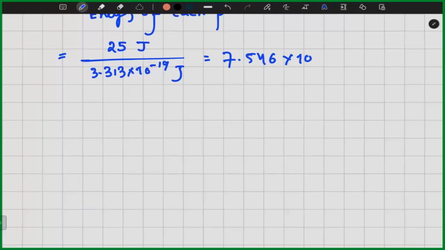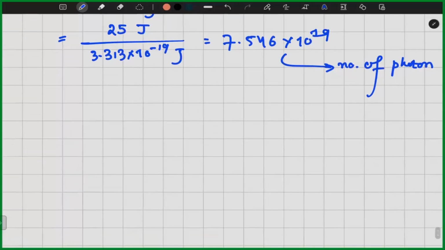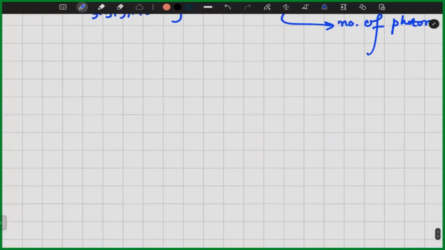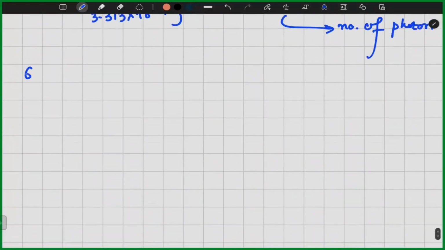7.546 into 10 to the power 19. This is the number of photons. Okay. Good. Next, this was our fifth question. Let us do the sixth question.